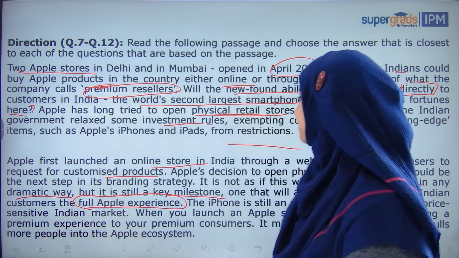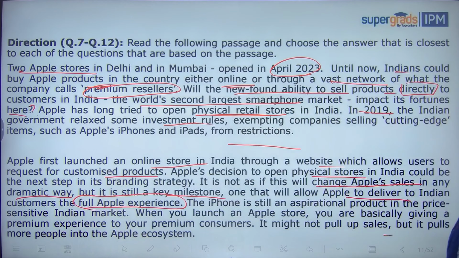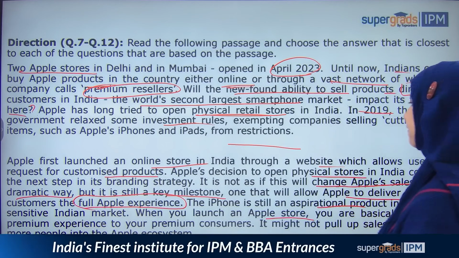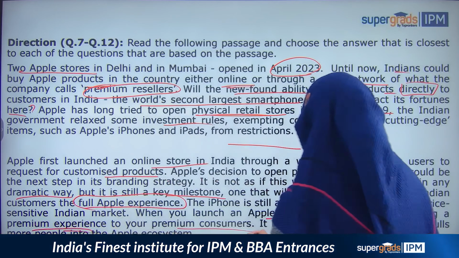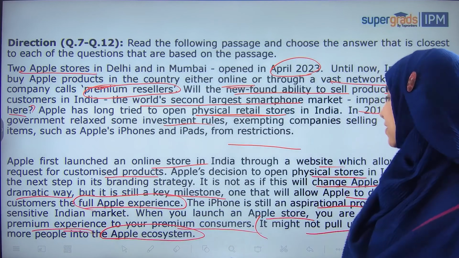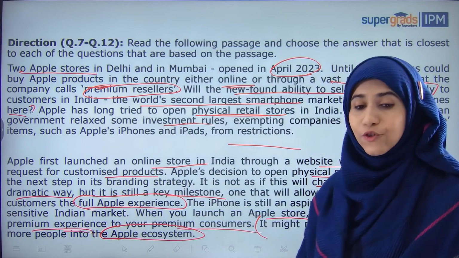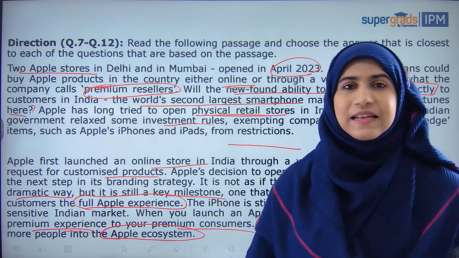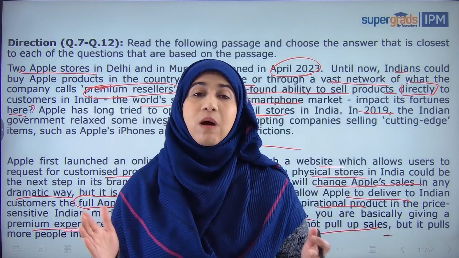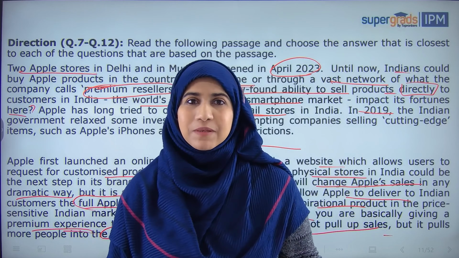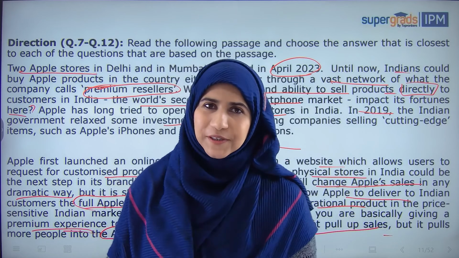the complete Apple experience. iPhone is still an aspirational product, right? And in the Indian market, which is very price sensitive. And then it says that if you launch an Apple store, you are giving premium experience to your premium consumers. Okay. Now, this is important. It might not pull up your sales, but it pulls more people into the Apple ecosystem, right? So this might not necessarily translate into higher sales, but then as more and more people will come to the stores, they will get to see different Apple services and some parallel products, and they might opt for it.